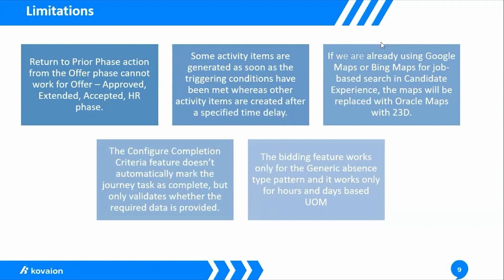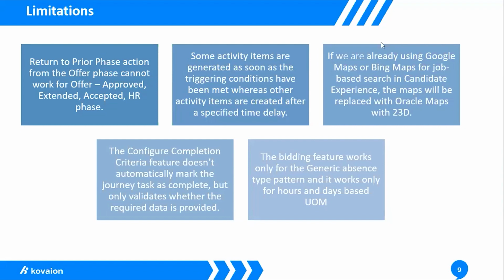And when it comes to Oracle Maps, if we are currently using Google Maps or Bing Maps for the candidate search, then in 23D and 24A, it will update to Oracle Maps. When it comes to the configuration completion criteria in Global Human Resources, this feature doesn't complete the journey task automatically, but it validates the data, whether we have provided the right data or not.